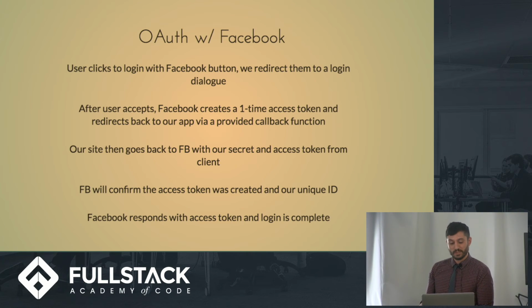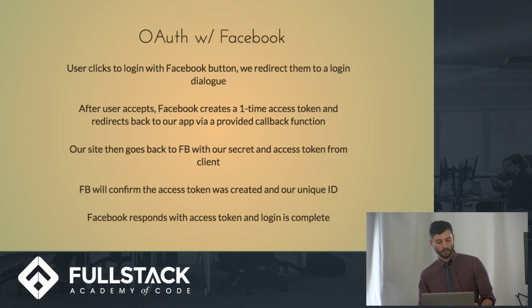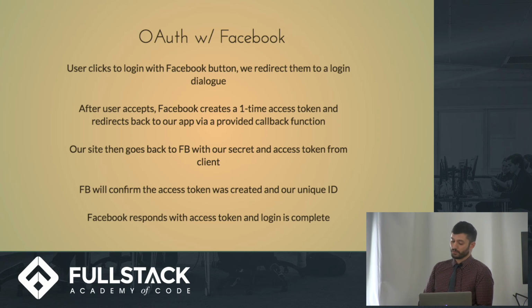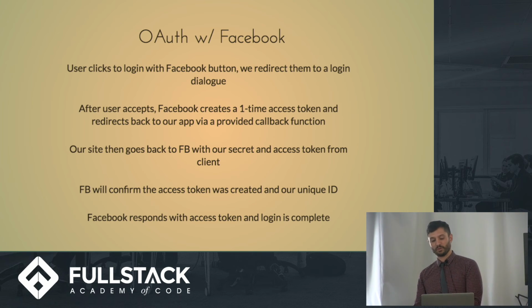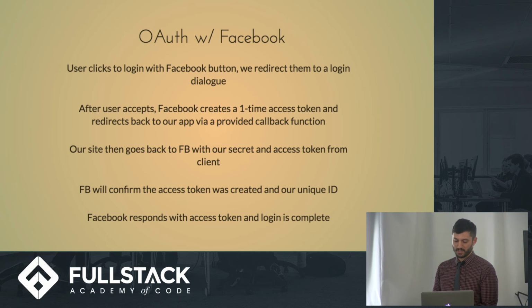Now I'm going to use Facebook as an example. With Facebook, the workflow would go that the user would click the Facebook button and we would redirect them to a login dialog. After the user accepts the terms, Facebook creates a one-time access token and redirects back to our app via a provided callback function. Our site then goes back to Facebook with our secret and access token from the client, and Facebook will then confirm the access token was created and our unique ID, and will respond with an access token to grant us a login.